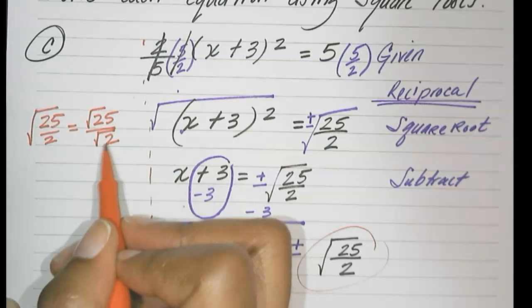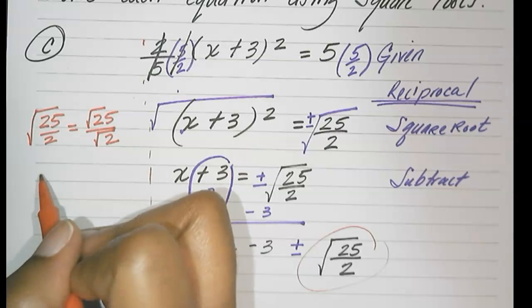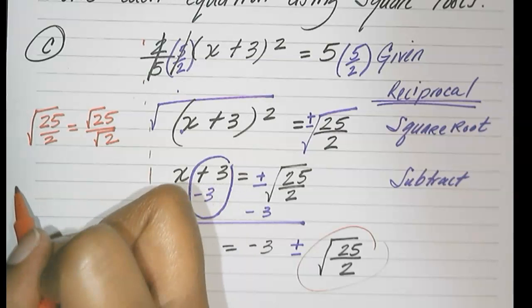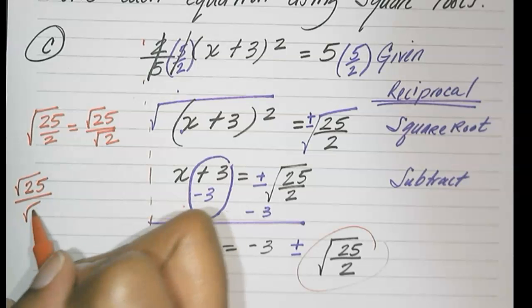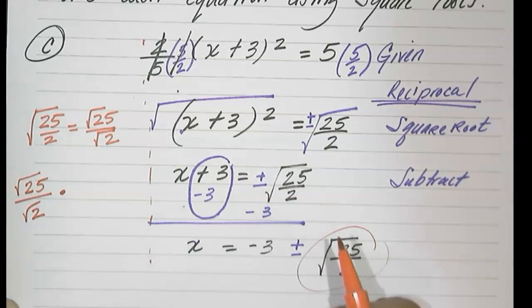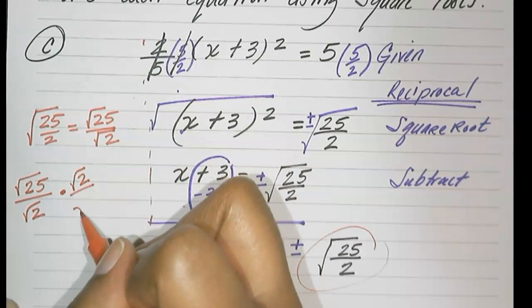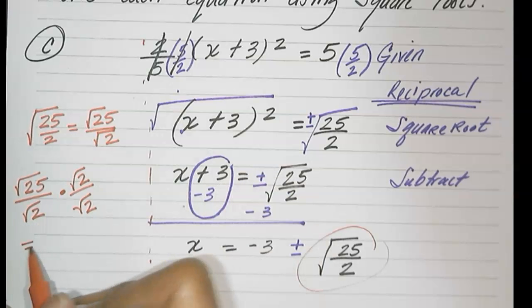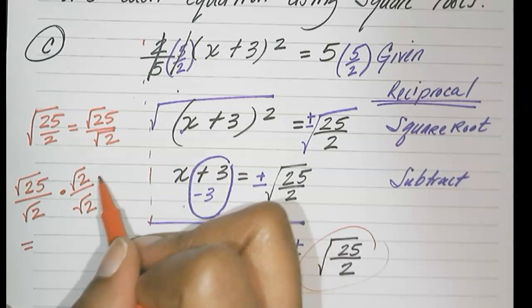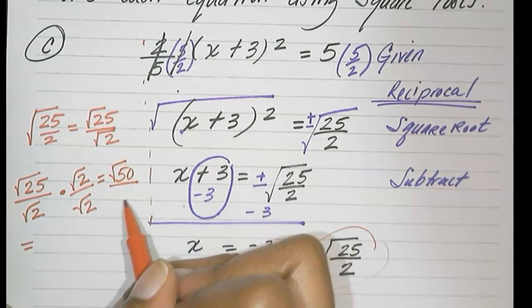So what's going to happen is I'm going to bring it over here. I wish I would have written this a little bit different. Square root of 25 over the square root of 2. We're going to multiply it by a 1, but a 1 that will get rid of that square root of 2. So the square root of 2 divided by the square root of 2. I don't know why I'm writing crooked. This becomes, we multiply going straight across, the square root of 50 over the square root of 4, which is just 2.